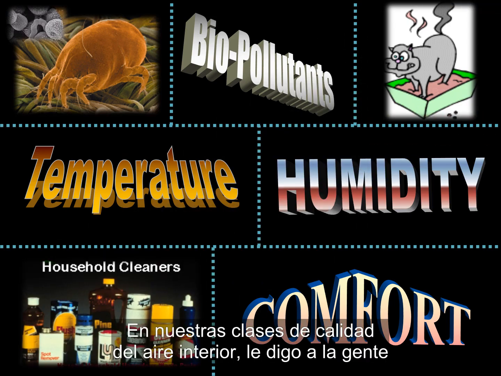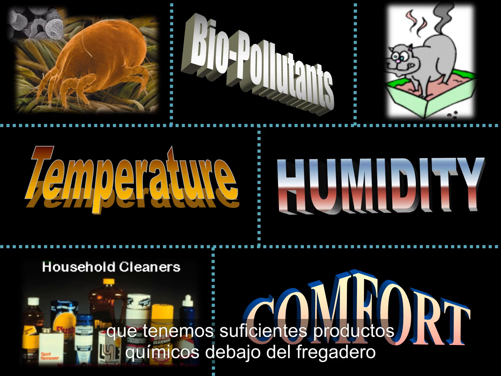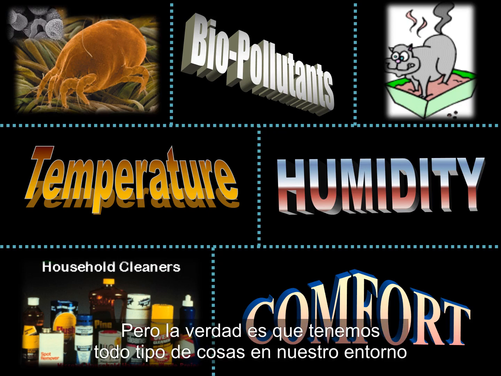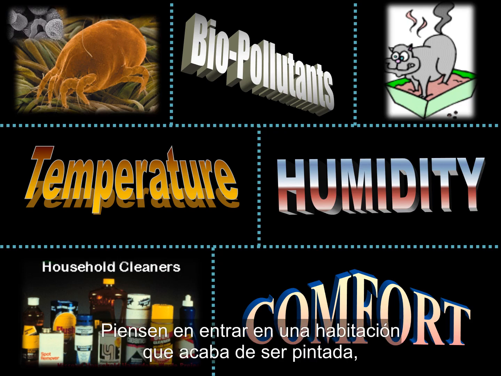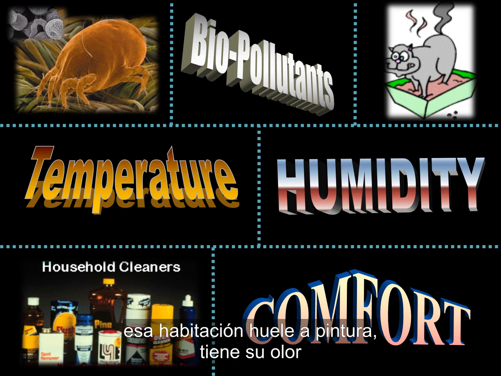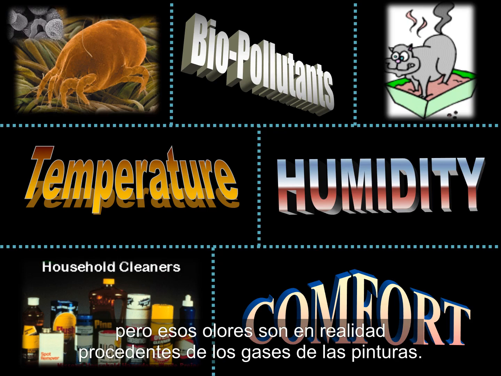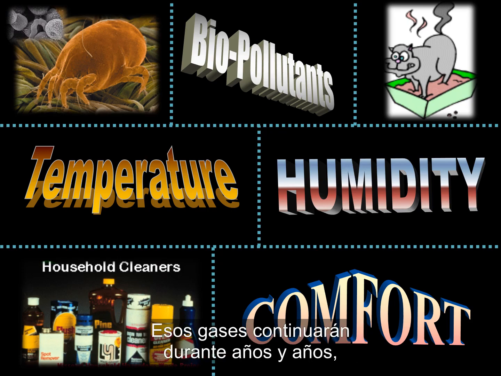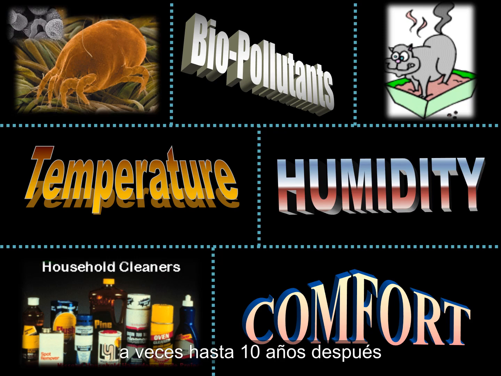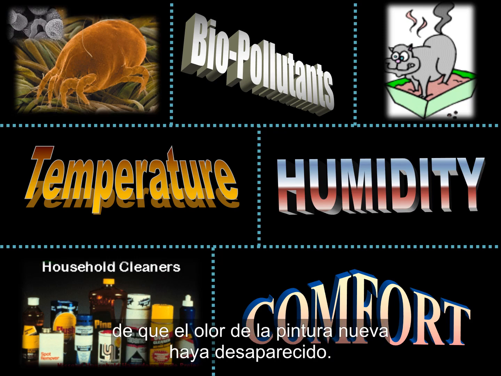Gases. Of course, I tell people in our indoor air quality classes that we have enough chemicals under our kitchen sink to kill a couple of elephants. But the truth is that we have all kinds of things in our environments that are off-gassing different types of chemicals. You think about walking into a room that's just been painted. That room smells. There's your odors. But those odors are actually coming from gases from the paints and the VOCs. Those gases will continue for years and years, sometimes up to 10 years, after the smell of the new paint has gone away.